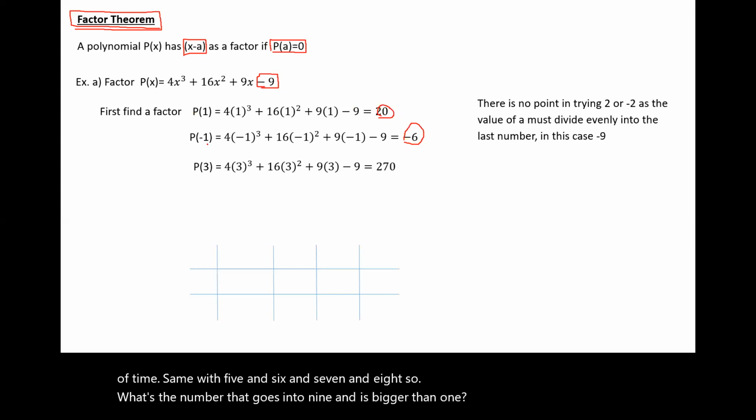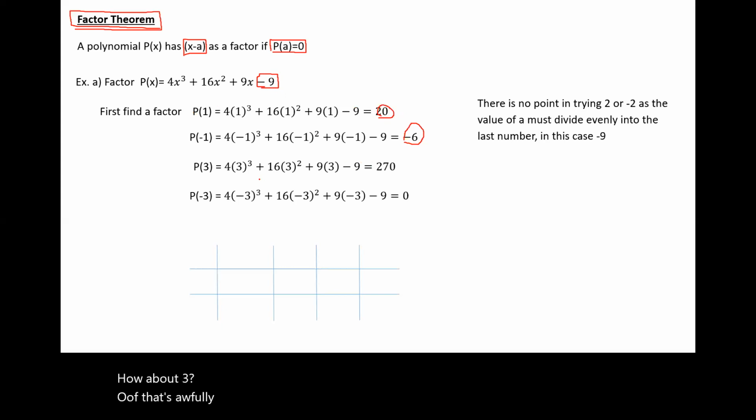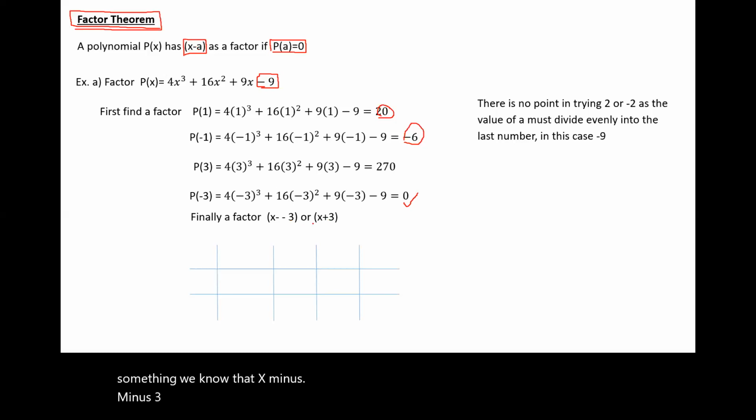How about 3? Oof, that's awfully big. Let's try negative 3. Oh yes, we've got an answer of 0. So now we know something. We know that x minus 3 is a factor. So our factor is x plus 3.